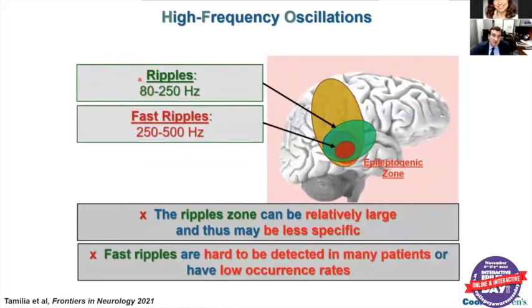The ripples have frequencies between 80 and 250 hertz. And the fast ripples have a frequency between 250 and 500 hertz. The ripple zone, or the area that generates the ripples, can be relatively large, and that's less specific, but can be seen in several patients. On the other hand, the fast ripples are hard to detect in many patients, or they have a low occurrence rate, but they are a very, very specific biomarker of the epileptogenic zone.